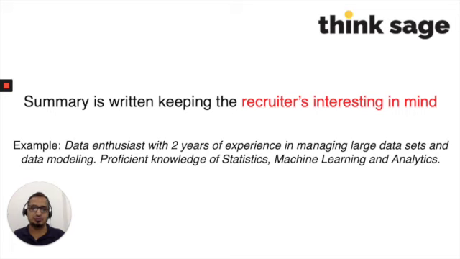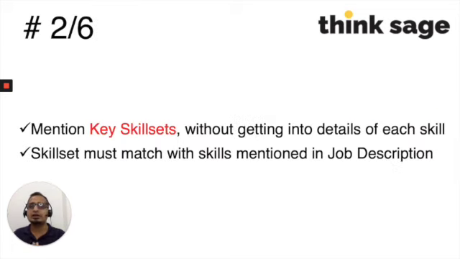Number 2 is you have to mention the key skill sets that you bring to the table. You don't have to mention all of those skill sets in very detail, but these key skill sets should match what the job description has on offer, because these key skill sets will ensure that your resume is matching with the job description.